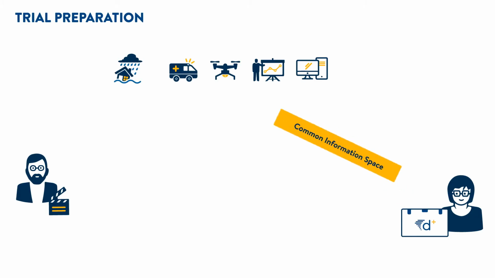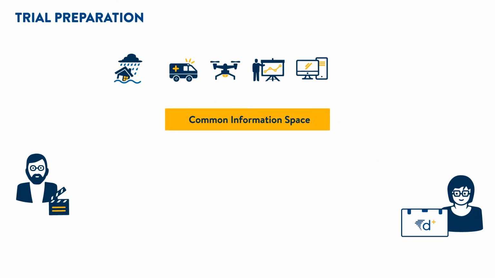The common information space is used to connect solutions, so that they can exchange data and share information. For instance, a digital map can show not only where the drone is, but also the position of GPS-tracked ambulances. These connections are created by software developers using standardized interface adapters.